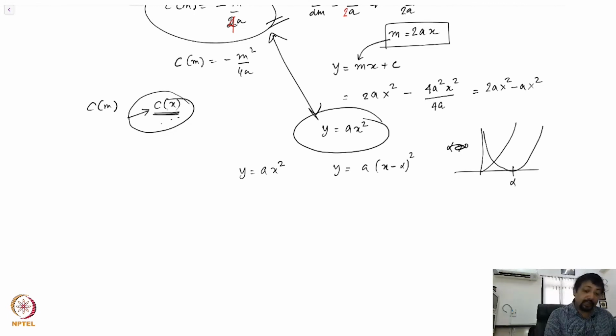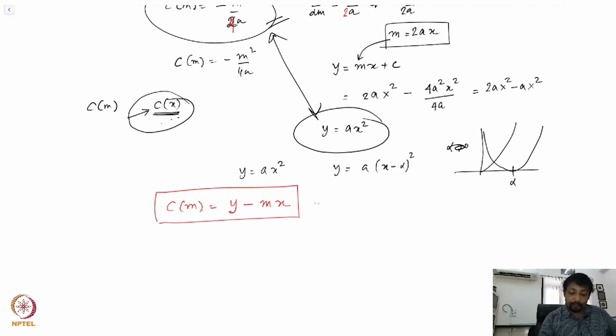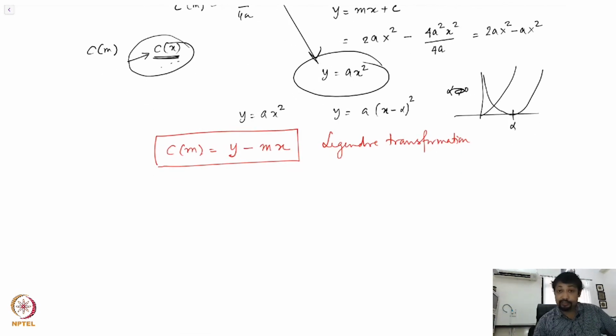So the bottom line is that I can equally define this c of m as y minus mx, and this procedure is what is called a Legendre transformation. You probably have done Legendre transformation in a different way, but this is what the Legendre transformation means. What does it mean? Look at it very carefully. You were given a function y of x. You have taken that function as your input and you have replaced x to get a new function which is now a function of m. So this is the prescription if you want to replace a variable.